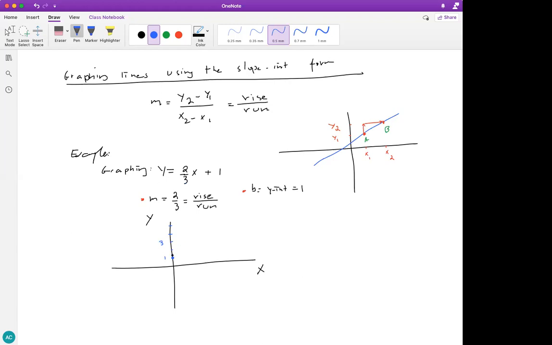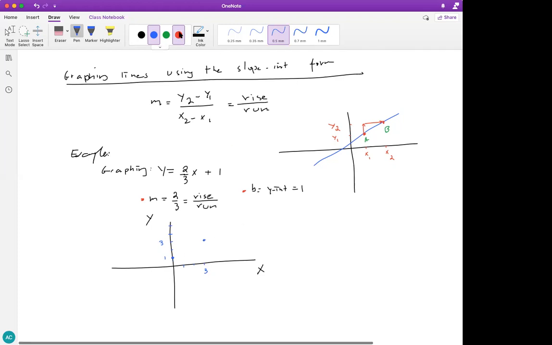So start from here, go up 1, 2, then to the right 3 units. 1, 2, 3. Not because of this 3, but because of this 3 here in the denominator. So start from 1, go up 2, 1, 2, then go to the right 3 units. 1, 2, and 3. And that's it. That's the point A, and that's the point B. That's all you need to graph the line.